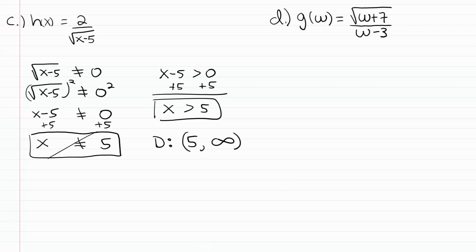All right, let's do the last one then. The last one is D. Again, we're trying to figure out what is acceptable for the variable w, right? Well, this has both a fraction and a radical. So let's start with the denominator piece, right?